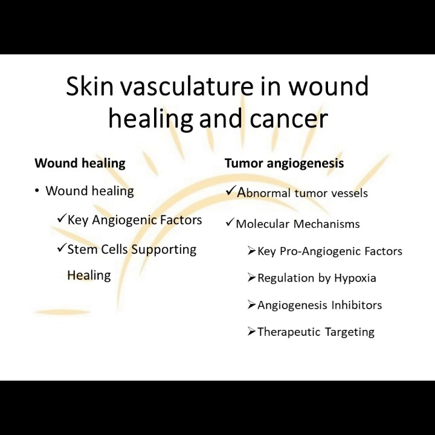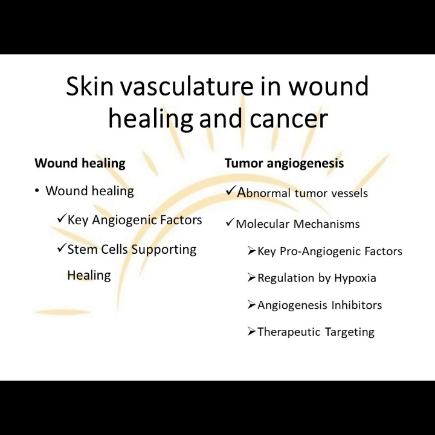The main proangiogenic factor is vascular endothelial growth factor A. The remaining are FGF, fibroblast growth factor 2, PDGF, platelet-derived growth factor, TGF, transforming growth factor beta, HGF, hepatocyte growth factor, EGF, epidermal growth factor. HIF, hypoxia-inducible factor 1 alpha, increases vascular endothelial growth factor. Anti-angiogenic factors: thrombospondin 1, angiostatin, endostatin.